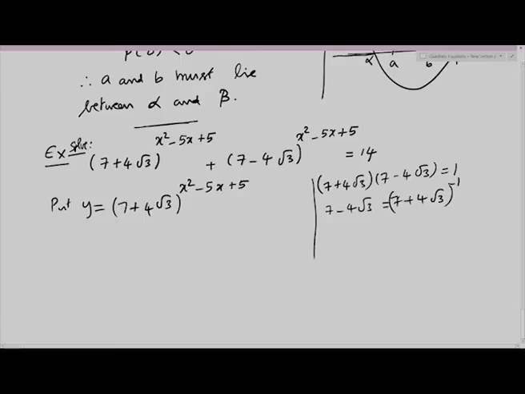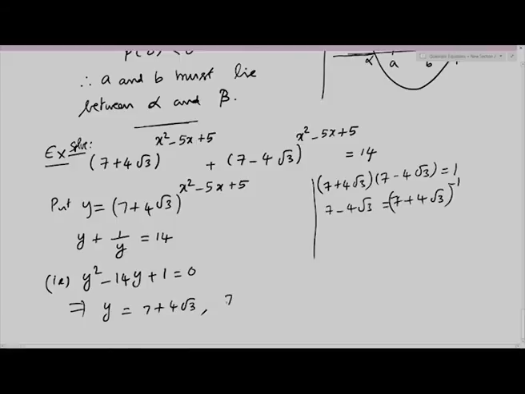Then the given equation becomes y plus 1 by y, this is 1 by y because 7 minus 4 root 3 is 7 plus 4 root 3 whole inverse. So, y plus 1 by y is equal to 14. It is a simple quadratic equation, that is y square minus 14y plus 1 equal to 0, which gives the solution y equal to 7 plus 4 root 3 and the other root is 7 minus 4 root 3.